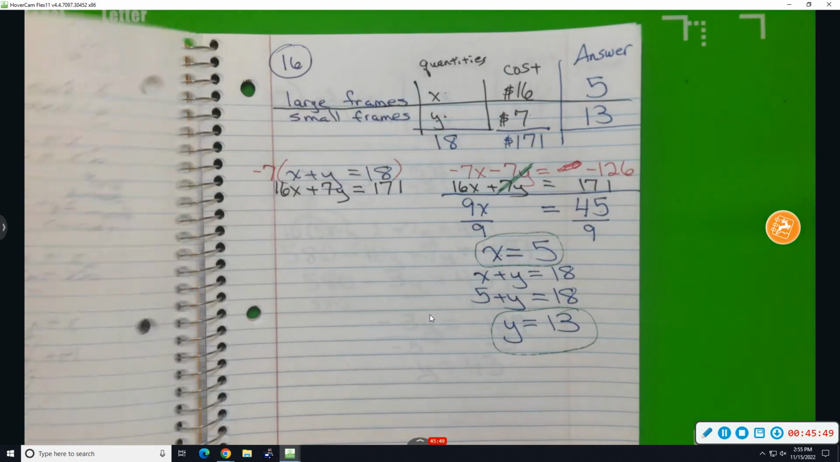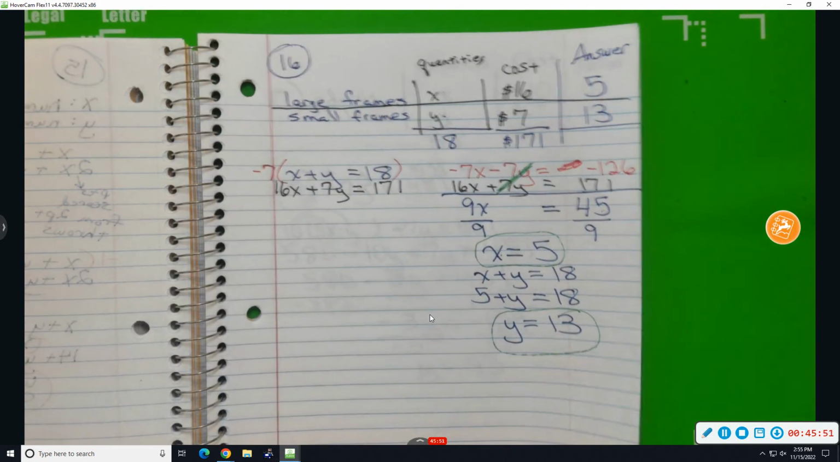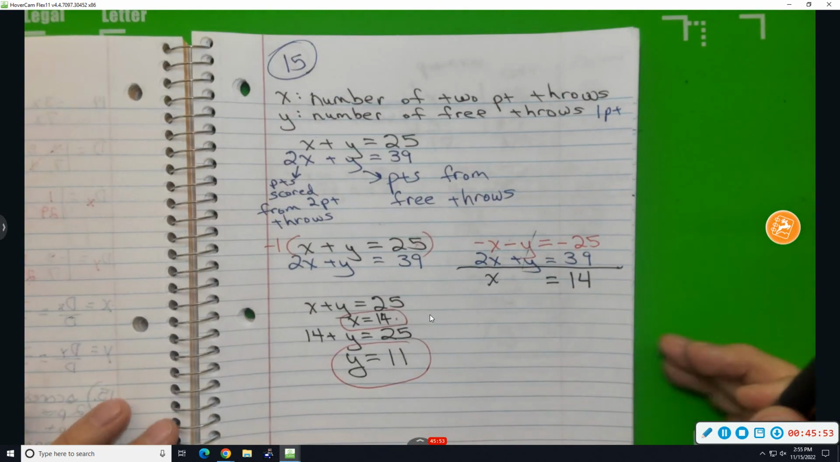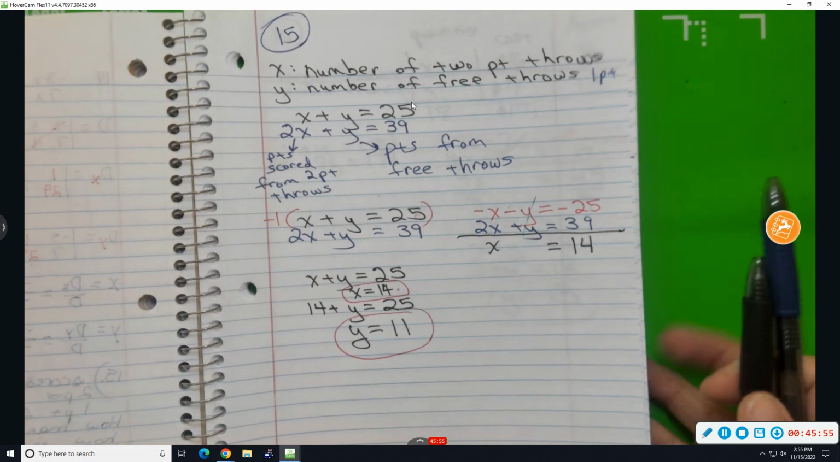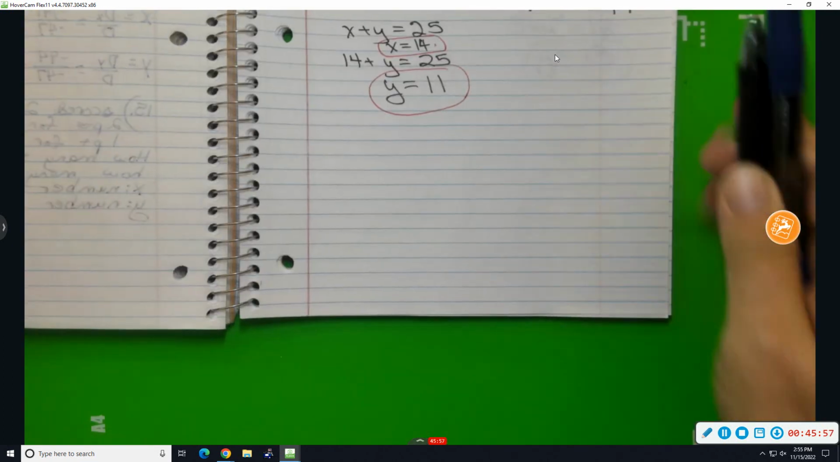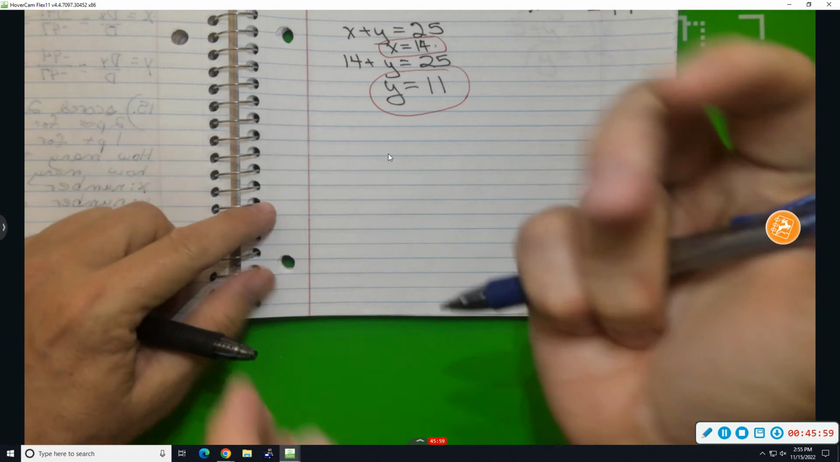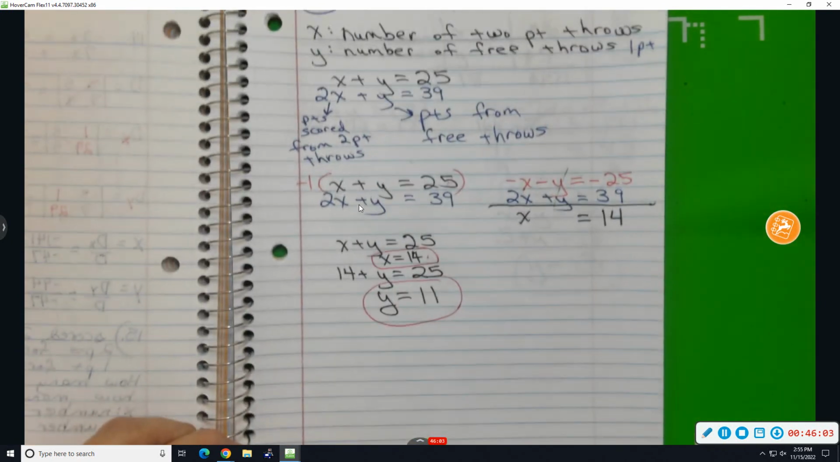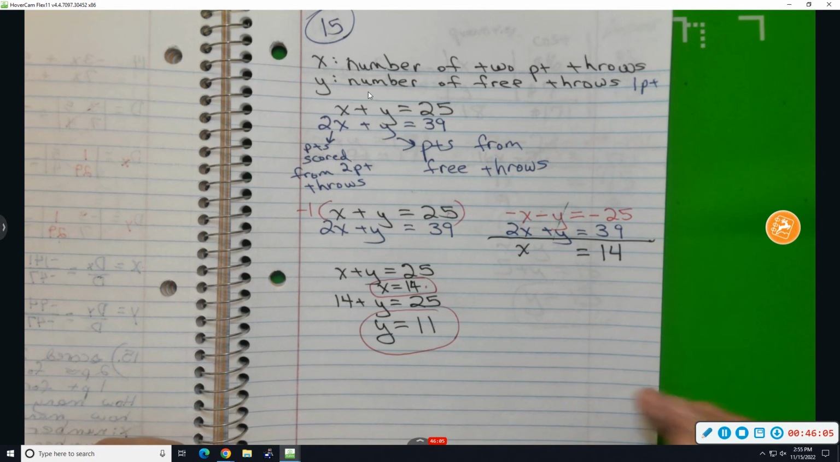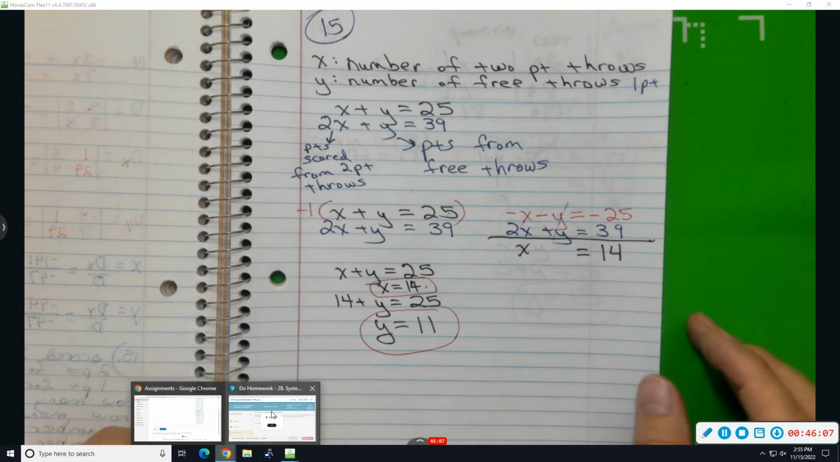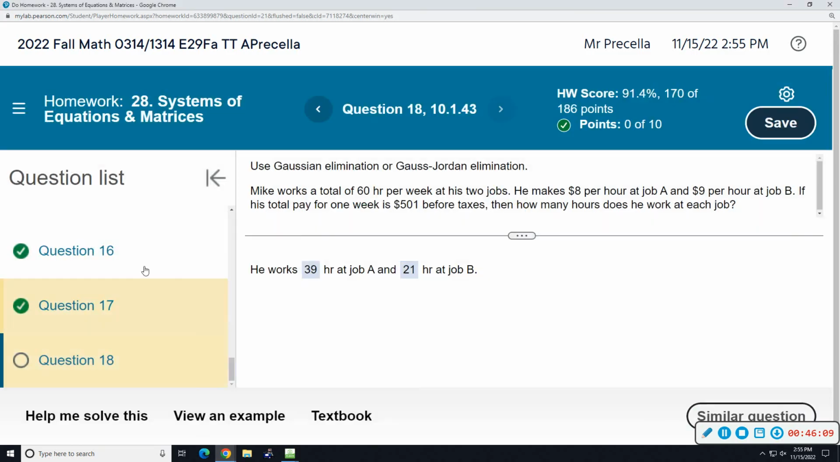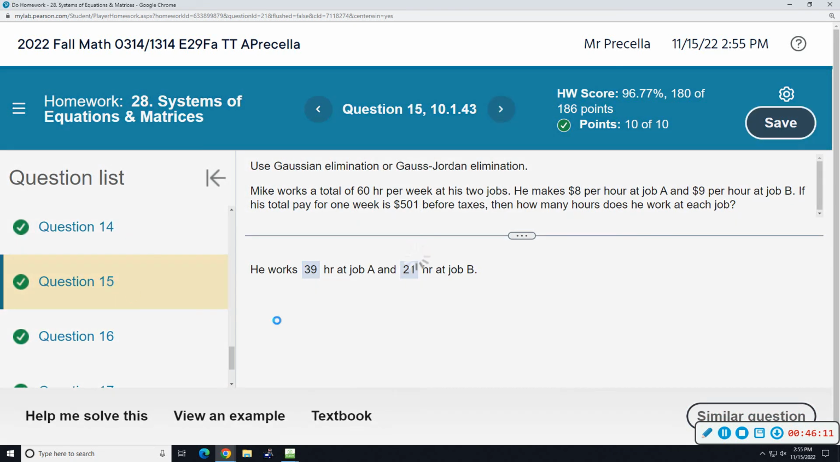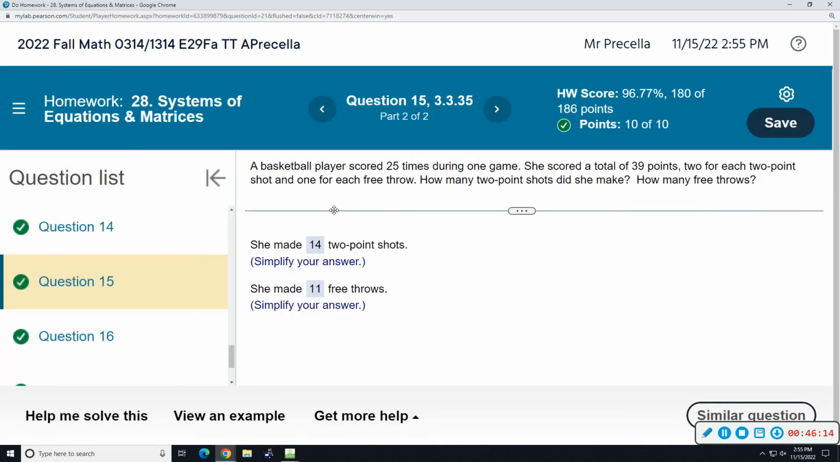You know something? Go back to that problem. Which one? Number 15, where I didn't write out a table. I want to show you we could write out a table pretty easily. Let's just go back to that problem first. Read the problem. Go back to number 15. We know how many 2-point shots did she make and how many free throws did she make?